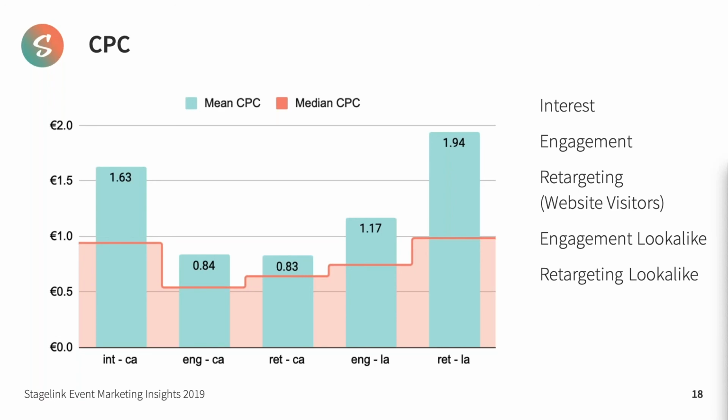Also, we see, again, if we compare median and mean, there are big differences, especially in lookalike audience and interest audience. So for the primary audience, the difference seems to be bigger, like the variance, the skewedness of the distribution seems to be higher.